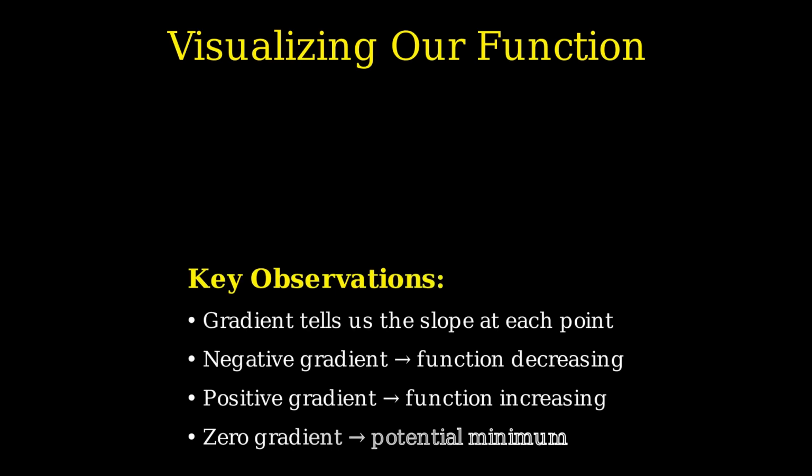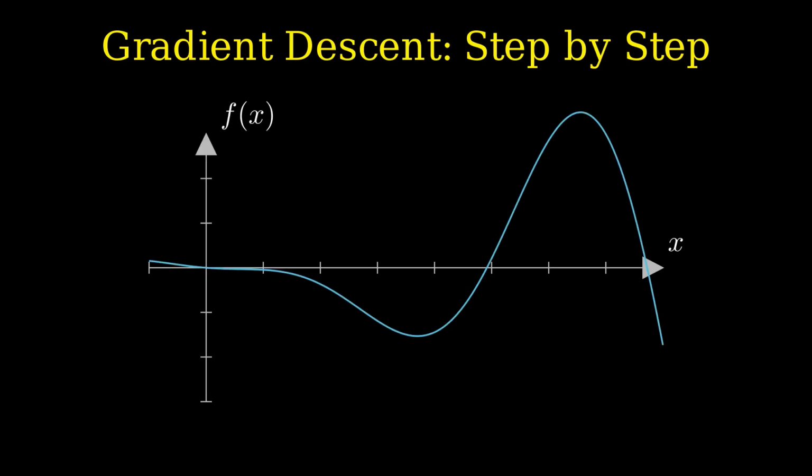So here's what we've learned. The gradient tells us the slope at every point. A negative gradient means the function is decreasing. A positive gradient means it's increasing. And when the gradient reaches 0, we're at a potential minimum. Now for the exciting part, let's watch gradient descent in action, step by step. We'll start at x equals 6 with a learning rate of 0.2.